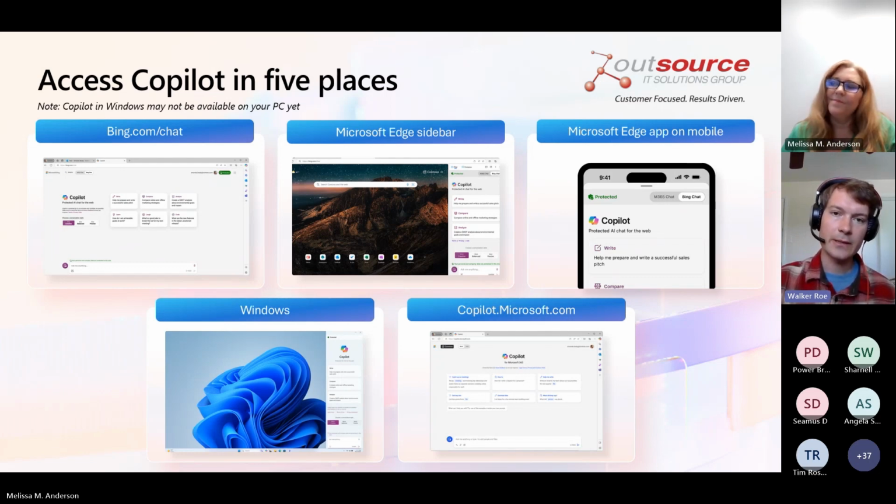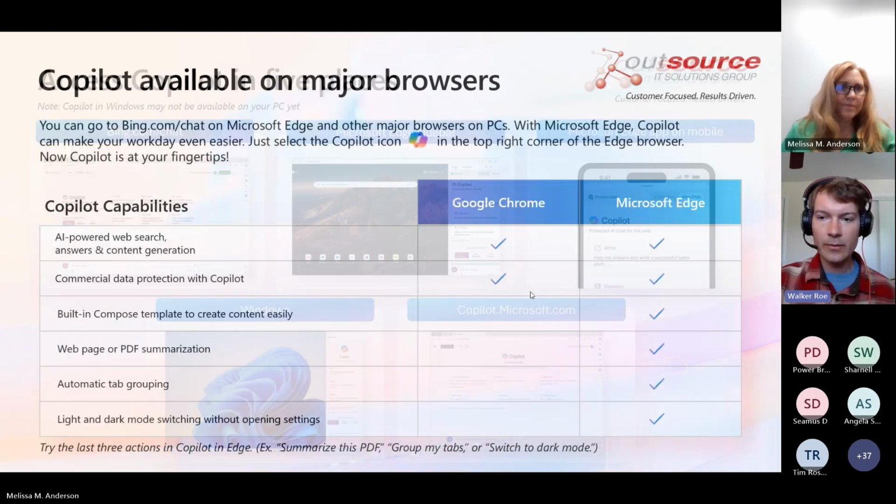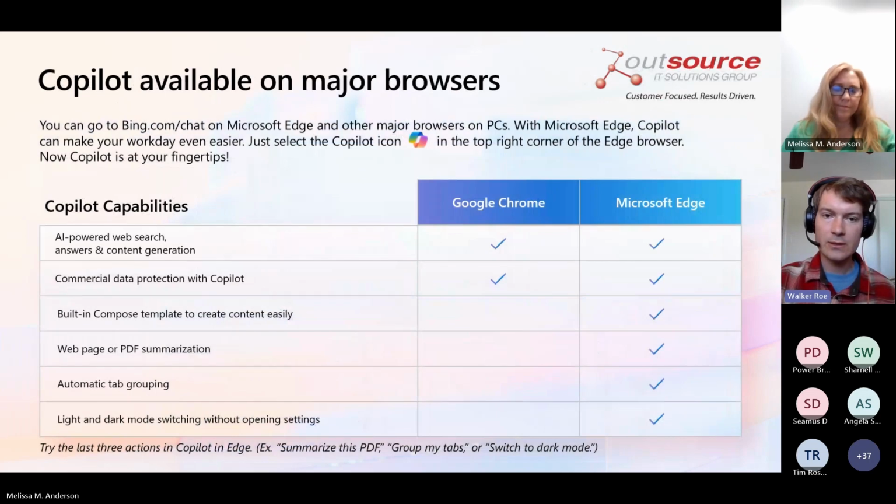You can always go to copilot.microsoft.com. Ideally, Microsoft wants you working out of the Edge browser, but it's not strictly required. There are some differences in functionality that we'll talk about here. So if you go to the next slide here, Melissa, these are the differences between Chrome and Microsoft Edge, both of these being Chromium browsers, but Edge having more of an advantage when it comes to Copilot interface and functionality.